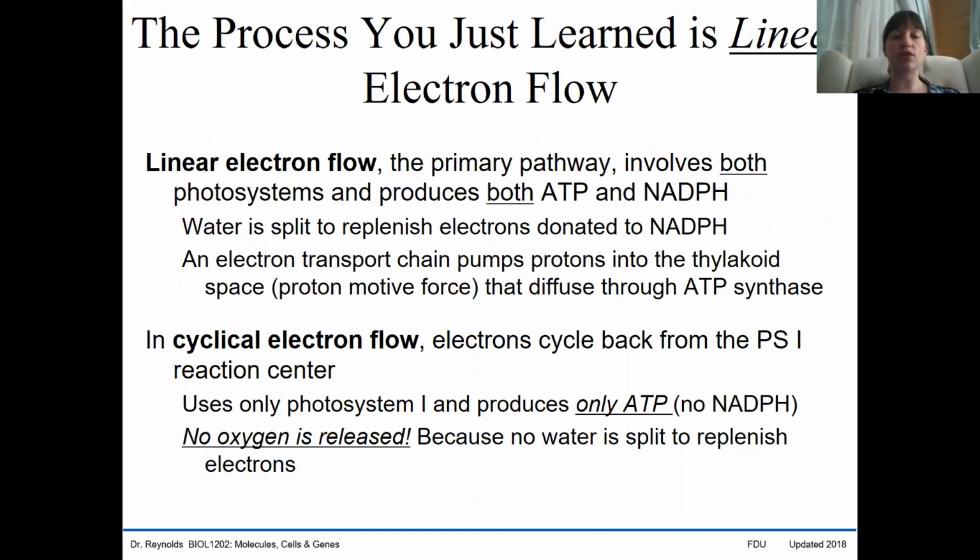Now, the system that I just showed you is known as linear electron flow. It involves two photosystems, both photosystem 2 and photosystem 1. It requires water to be split to replenish the electrons, and it produces both ATP and NADPH, because if you can replenish electrons, you can also give them away at the end.